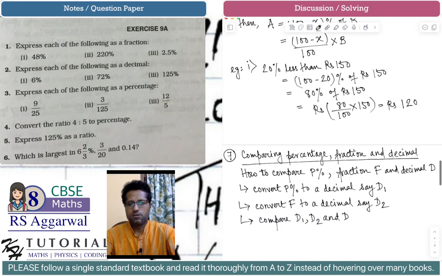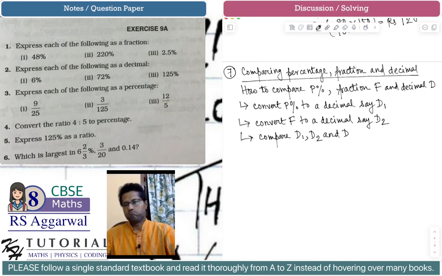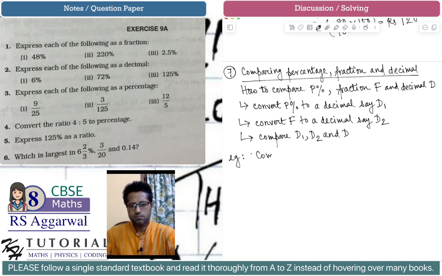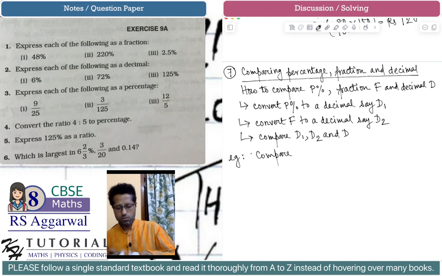The next concept is how do we compare a percentage with a fraction, and how do we compare percentage, fraction, and decimal if you are given three values where one is a percentage, one is a fraction, and one is a decimal. How do you compare them? The concept is that you convert the percentage and fraction to decimals, and then you compare all three decimals. So as an example, let me take an example from the book.